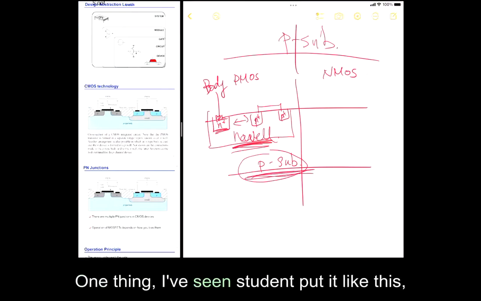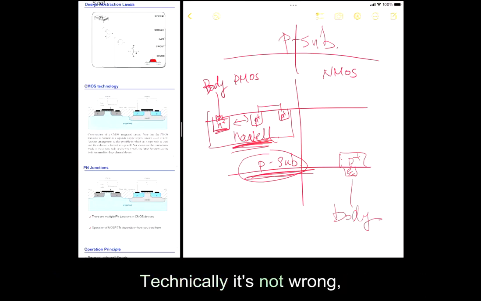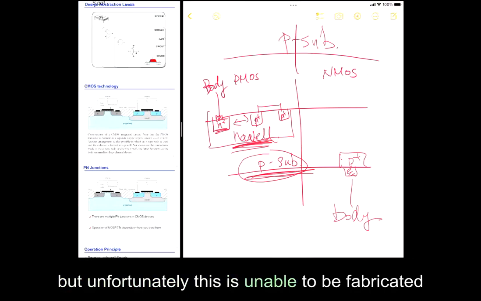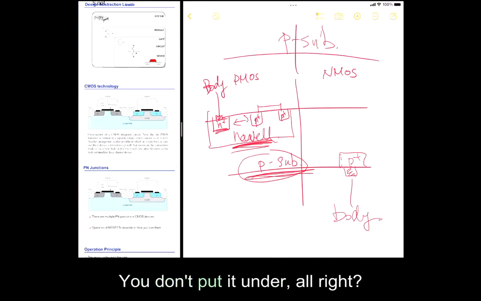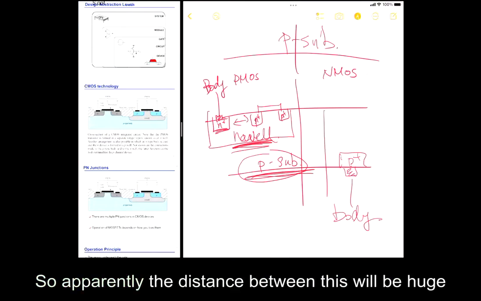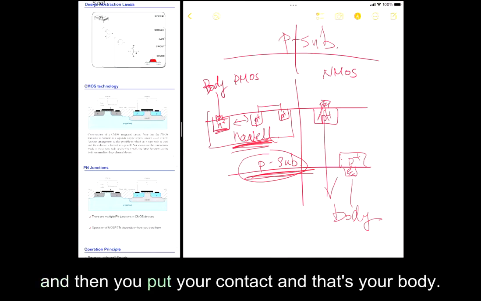One thing, I've seen students put a P plus underneath, connect it, and say this is the body. Technically, it's not wrong, but unfortunately, this cannot be fabricated, because you put everything on top of your silicon. You don't put it under. The distance would be huge compared to your circuit. So you put your P plus here, and then you put your contact, and that's your body.